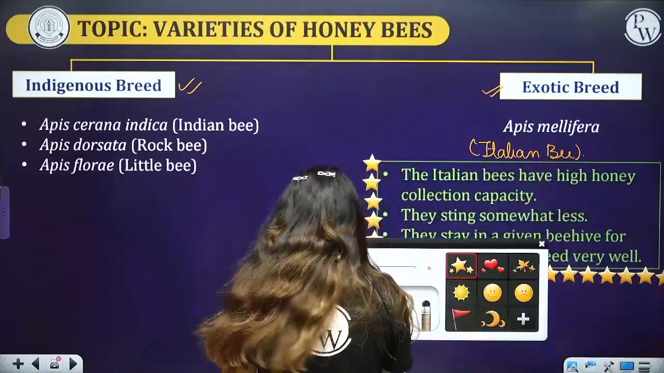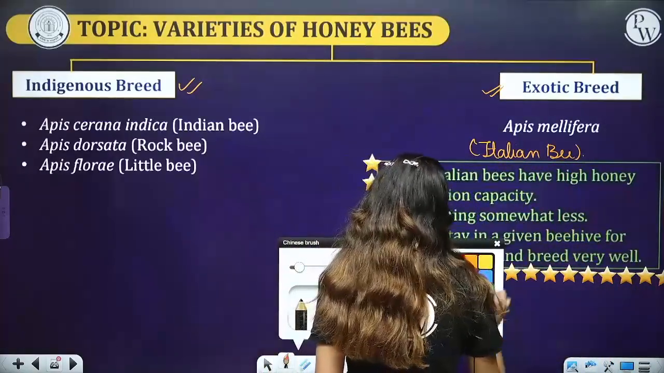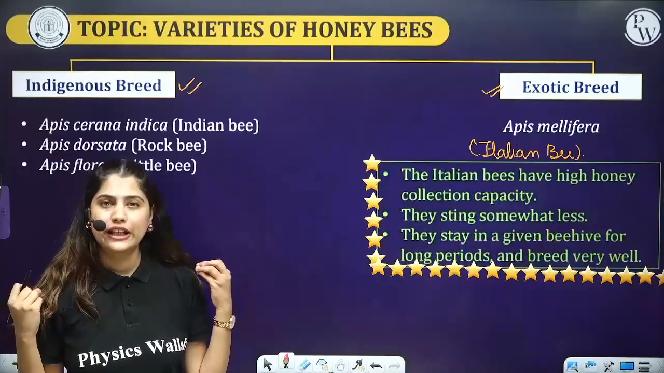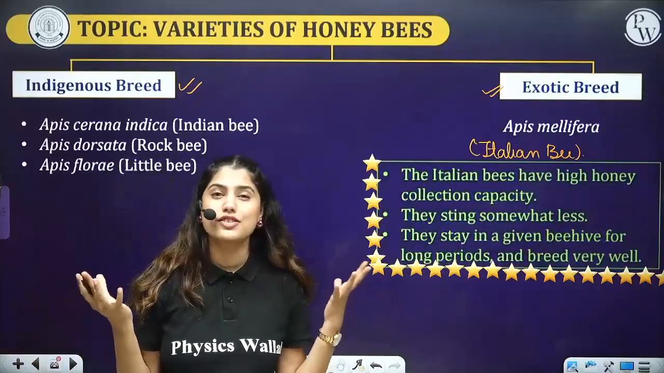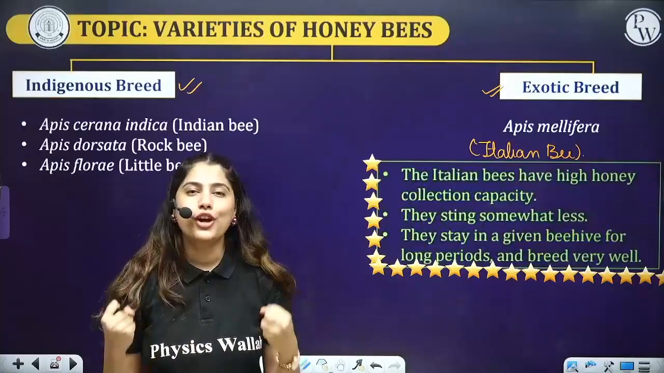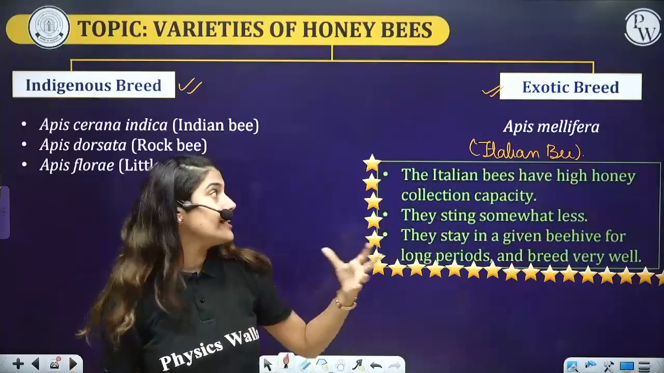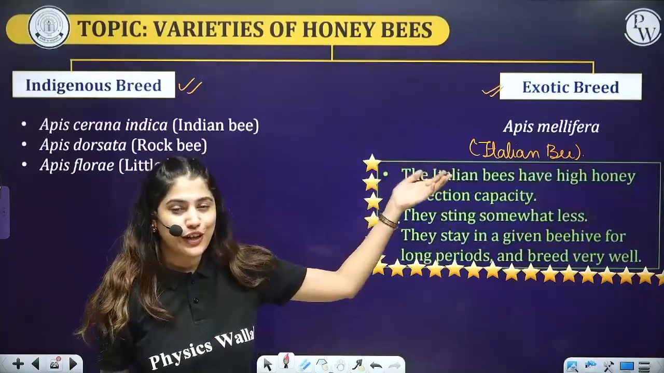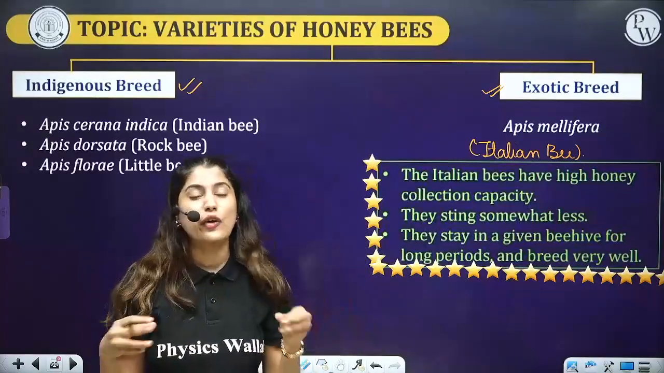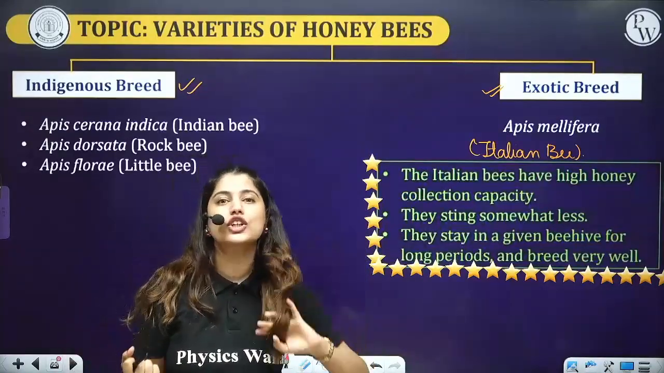Now, what are the advantages of this particular bee? It gives us a good yield of honey. Large honey capacity will be there. We're going to get good honey. Honey production will be more in the case of Apis mellifera. It's going to sting you less, right? You're going to take care of the beehive, you're going to take care of the bees. It's not going to sting you much.